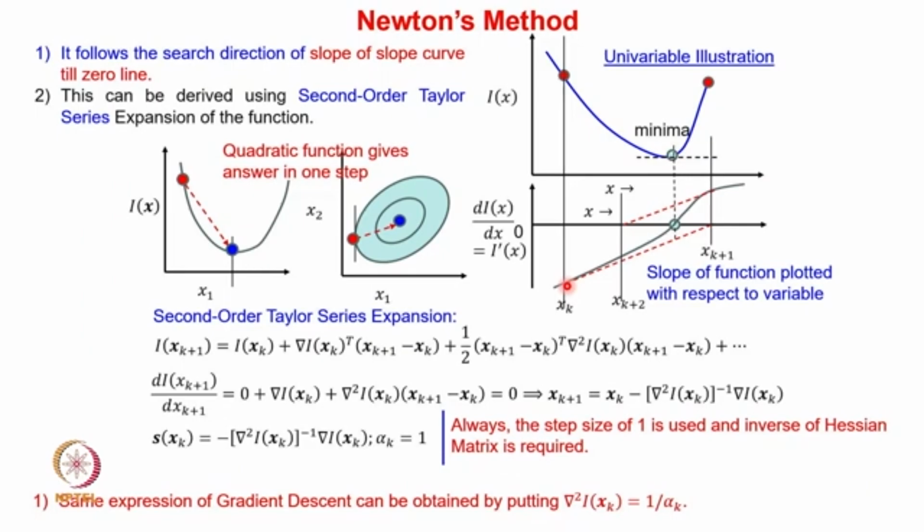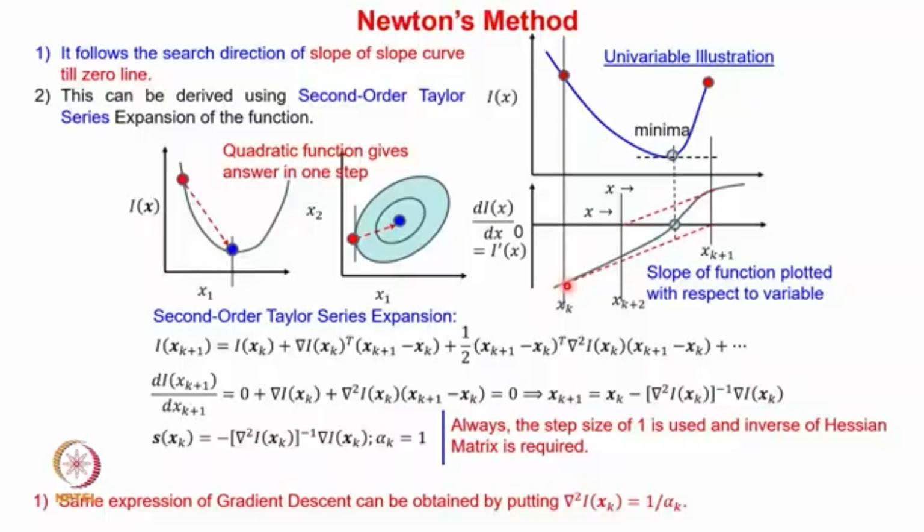Now let's move to another method, which is Newton's method. So in Newton's method we use a second order derivative. So the second order Taylor series expansion we use. So if you look at it, it follows the direction of the slope of the slope curve till the zero line. I will explain what I am saying here. This can be derived using a second order Taylor series expansion of the function, isn't it?